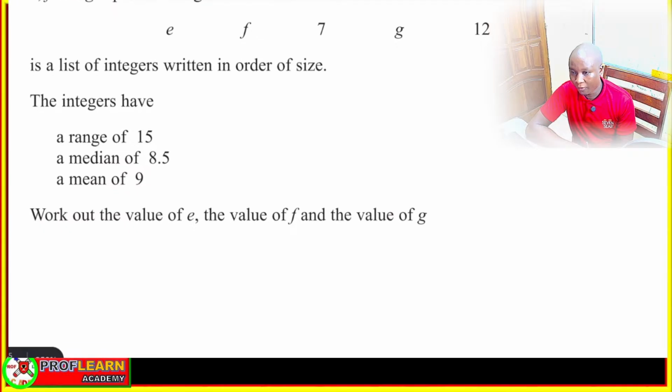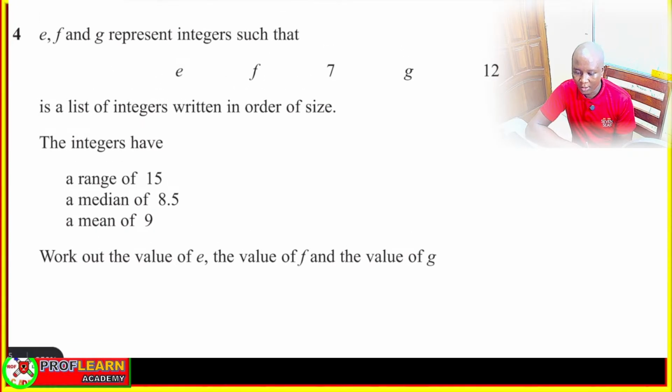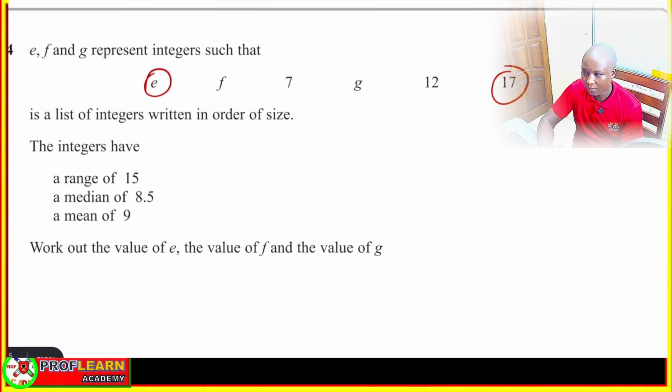And question number 4, you may be given questions that really look like this. And you can see here, you are told that E, F, G represent integers such that E, F, G, 12, 17, then we are supposed to work out the value of E and F and G, but we are told the range is 15. So meaning that if you take the smallest number and the largest number, if we subtract them, we are going to get what? We are going to get 15.